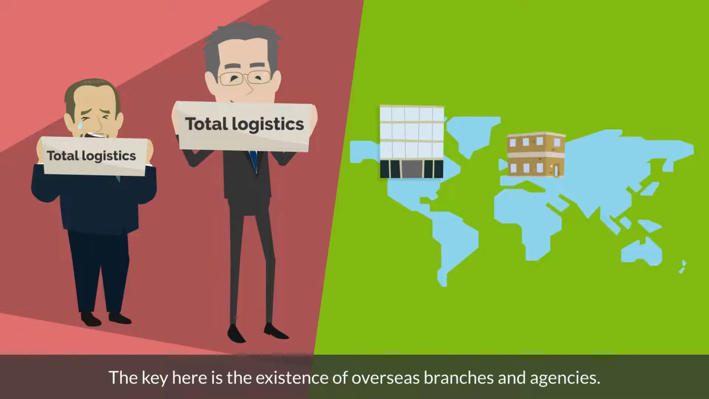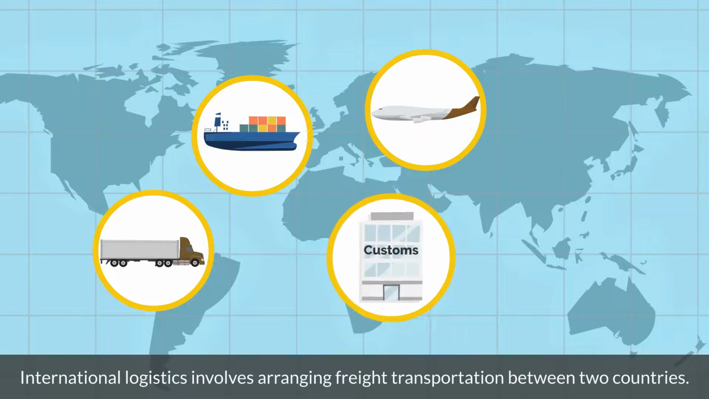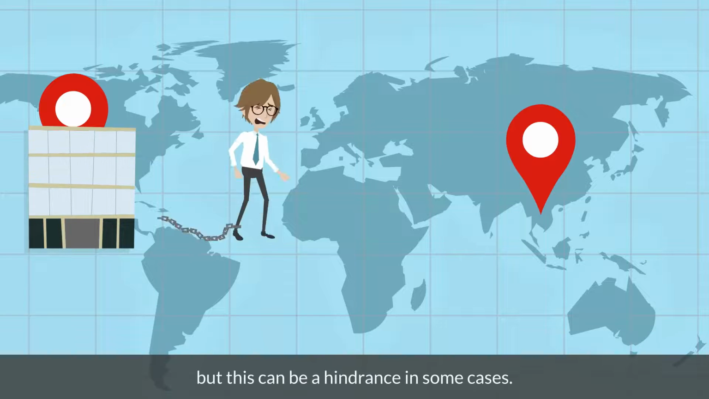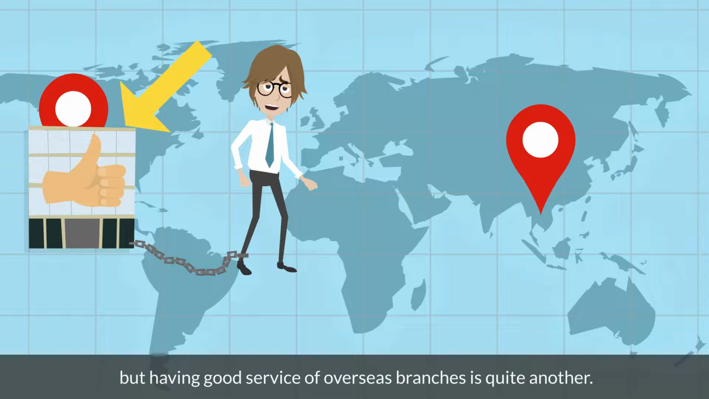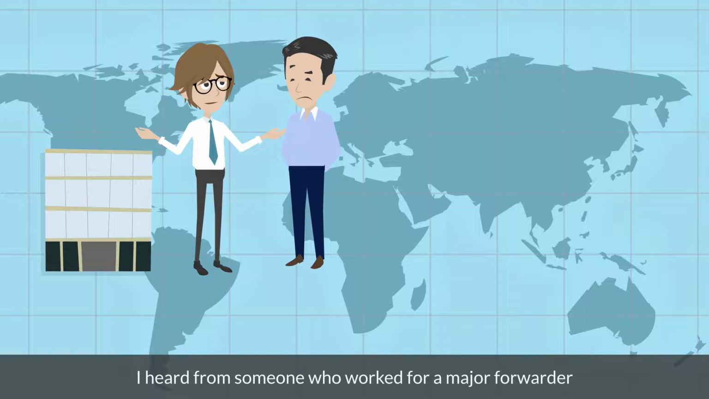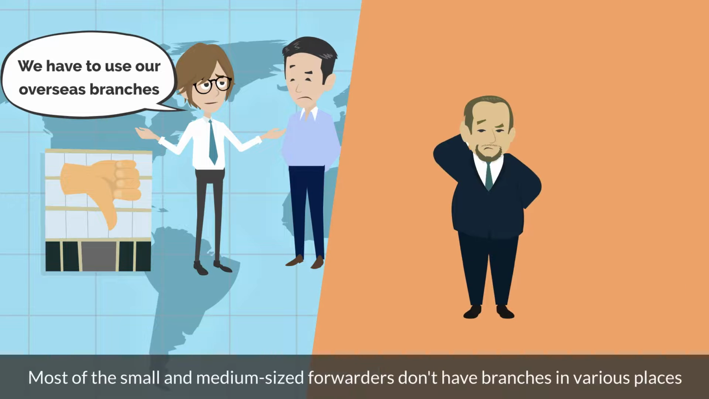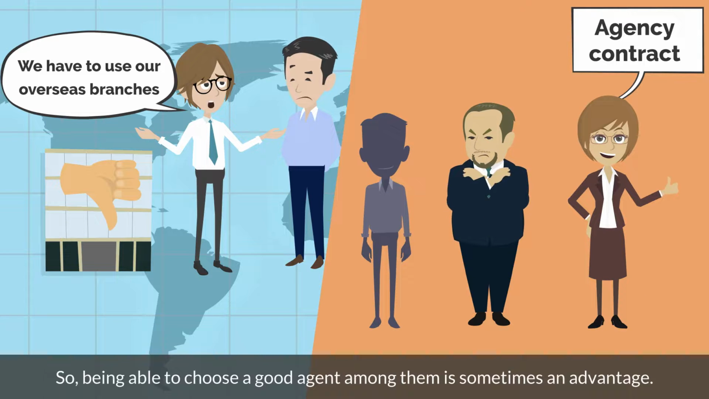The key here is the existence of overseas branches and agencies. International logistics involves arranging freight transportation between two countries. Major companies often have their own branches overseas, but this can be a hindrance in some cases. Having overseas branches is one thing, but having good service at overseas branches is quite another. I heard from someone who worked for a major forwarder that they are bound to use their overseas branches even if their service is poor. Most small and medium-sized forwarders don't have branches in various places, but have agency contracts with local forwarders. So, being able to choose a good agent among them is sometimes an advantage.